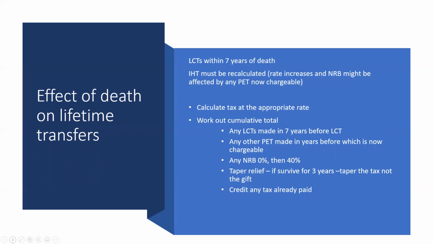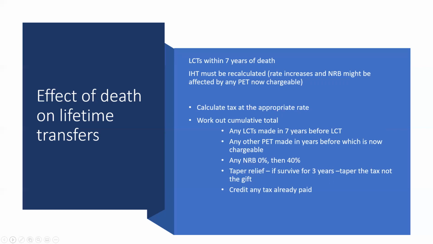So it might be that you're having to pay more tax because you worked it out on the nil rate band that's no longer available, and also because tax on lifetime chargeable transfers is at 40% if the nil rate band isn't available, compared to 20% when you actually made it. So again, you work out that cumulative total. You look at, were there any lifetime chargeable transfers made up to 7 years before that lifetime chargeable transfer that have eaten up the nil rate band? Were there any other PETs made which are now going to be chargeable? And then, is there any nil rate band at 0%? If not, it's going to be at 40%.